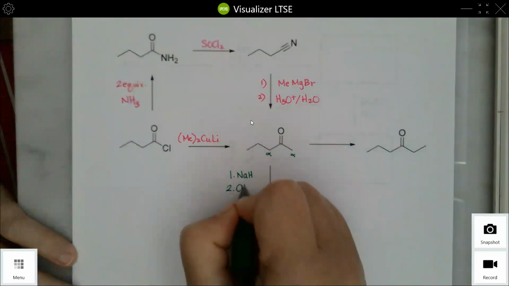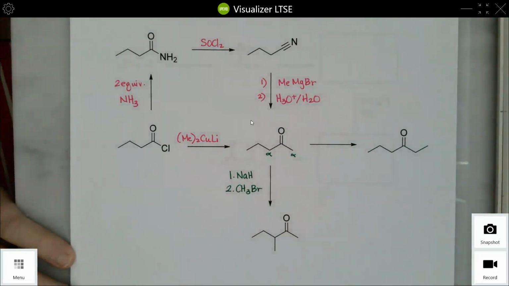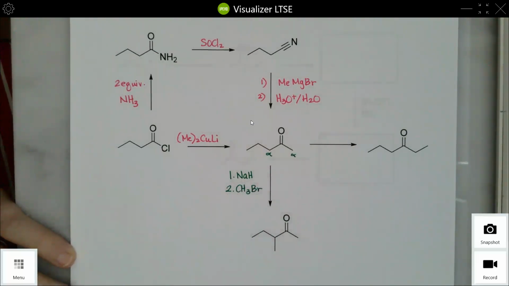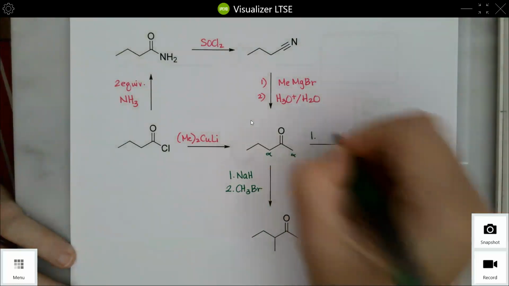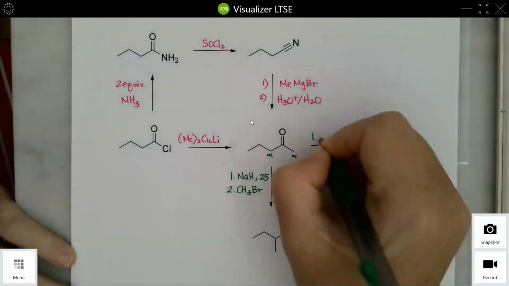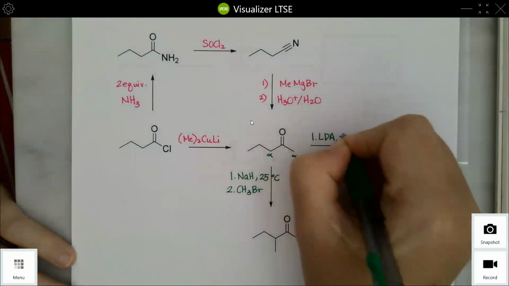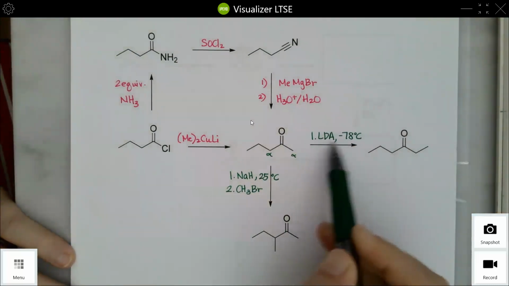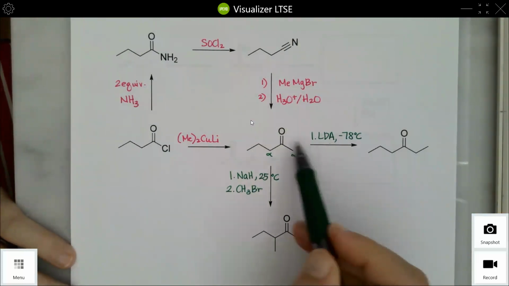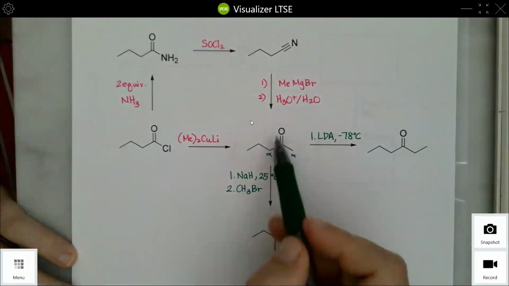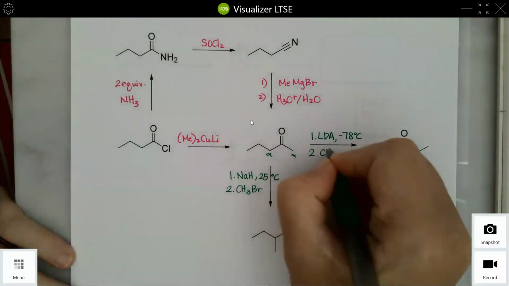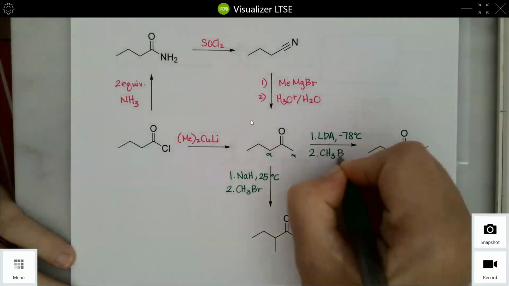And then we can add in our alkyl halide electrophile. We're just adding a methyl group, right? So we're going to add in methyl bromide. So I'll just write 25 degrees Celsius just in case, okay? Over here, we would want to use LDA at a very cold temperature. This is a much more bulky base, and it will selectively remove a proton from the less substituted carbon, forming the enolate on this side. So then when we add in the methyl bromide, it will add in on that less substituted carbon.